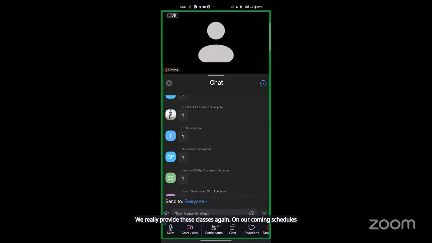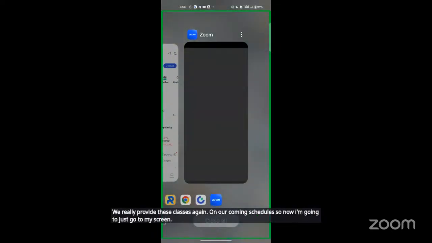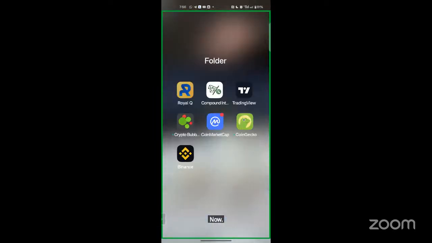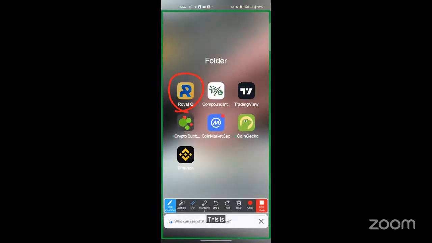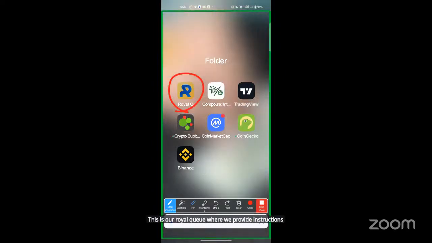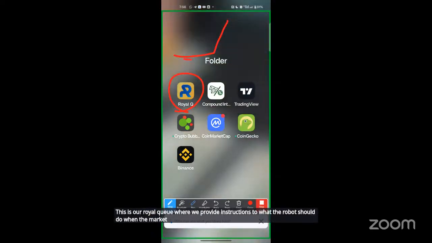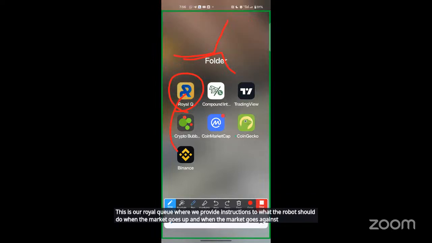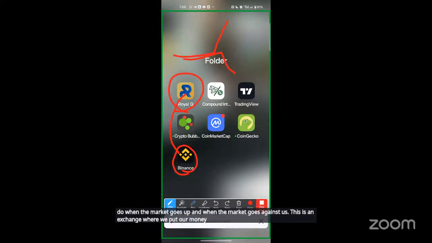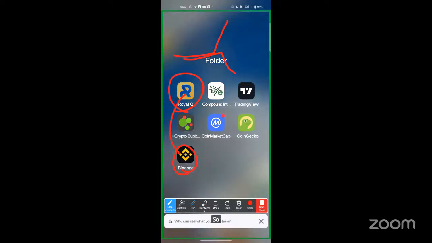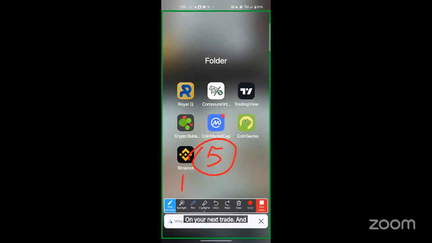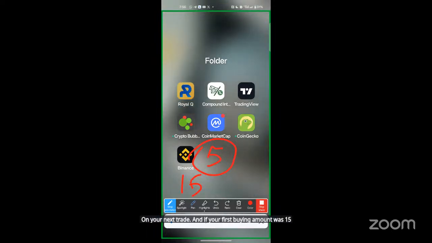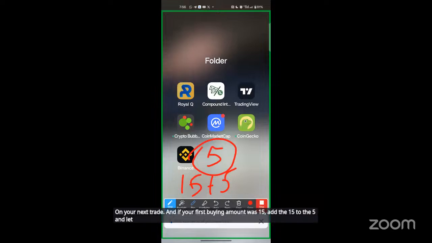So now I'm going to just go to my screen. Now, I've opened for you all these applications. What does each application do? This is our Royal Q where we provide instructions for what the robot should do when the market goes up and when the market goes against us. This is an exchange where we put our money, and that's where the robot will trade. So when you trade and you make $5 on your next trade, if your first buying amount was 15, add the 15 to the 5 and let your new first buying amount be 20.